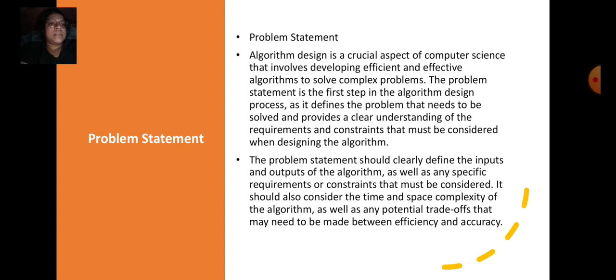The problem statement should clearly define the inputs and outputs of an algorithm, as well as the specific requirements or constraints that must be considered. It should also consider the time and space complexity of the algorithm, as well as potential trade-offs that may need to be made between efficiency and accuracy.